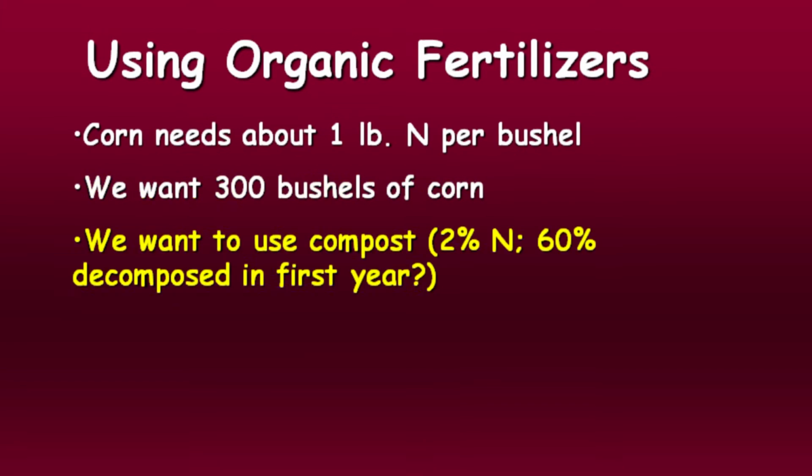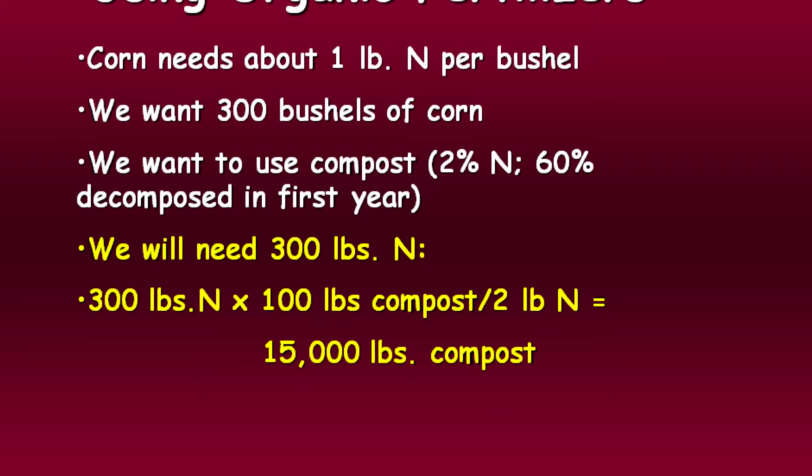We're even more ambitious because we want to do this all with compost, which is 2% nitrogen. And we'll use the rate of 60% decomposing in year 1, which is extremely generous, I think. We will need 300 pounds of nitrogen, and we know 100 pounds of compost contains 2 pounds of nitrogen. So we need 15,000 pounds of compost to do this.